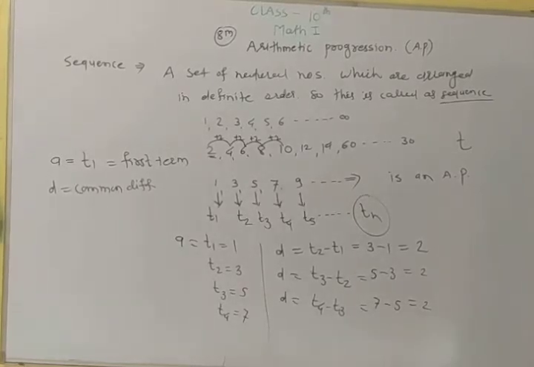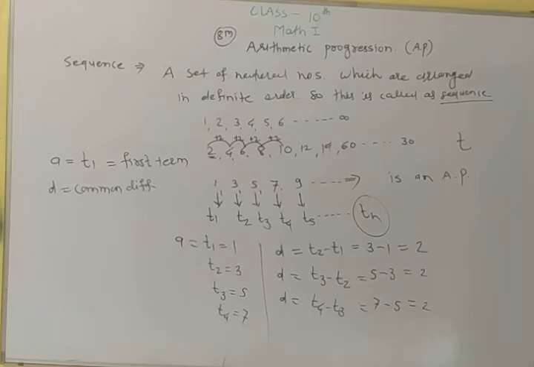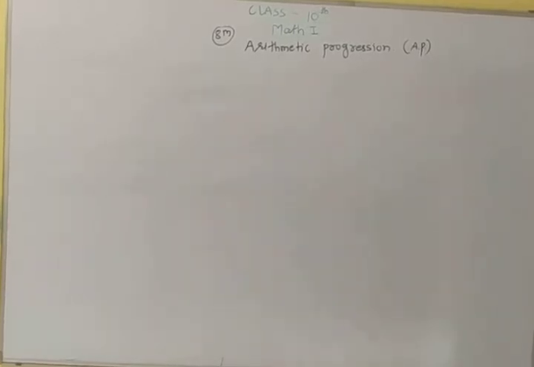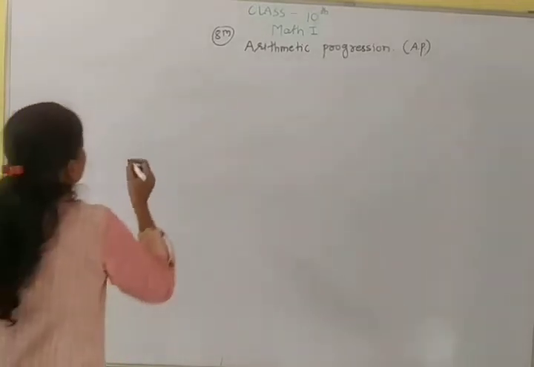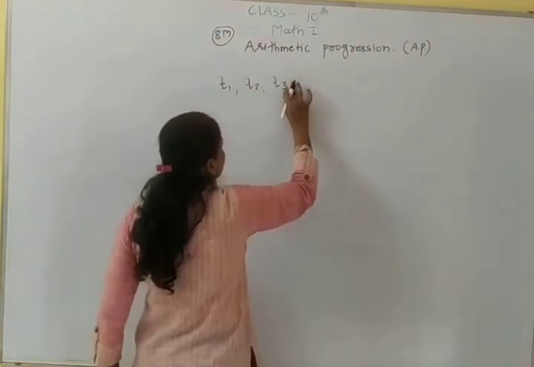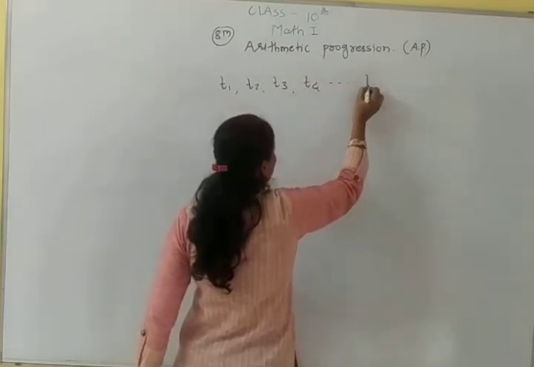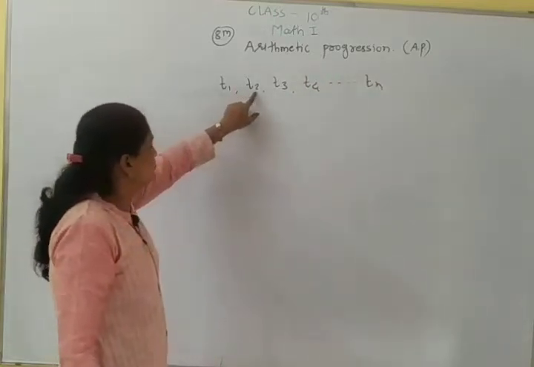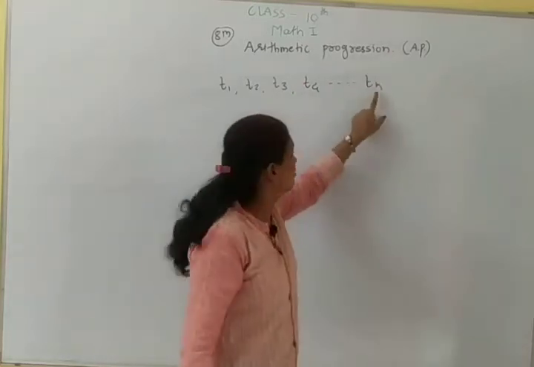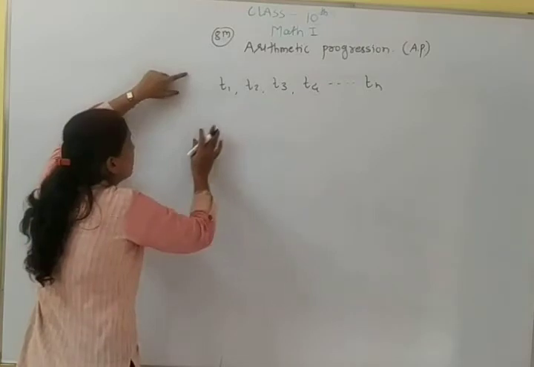Fourth point is, in an AP, if the first term is A and common difference is D, then the terms in the sequence are A, A plus D and A plus 2D. T1, T2, T3, T4 up to Tn. This is first term, second term, third term, fourth term and so on. This is the nth term, means last term.